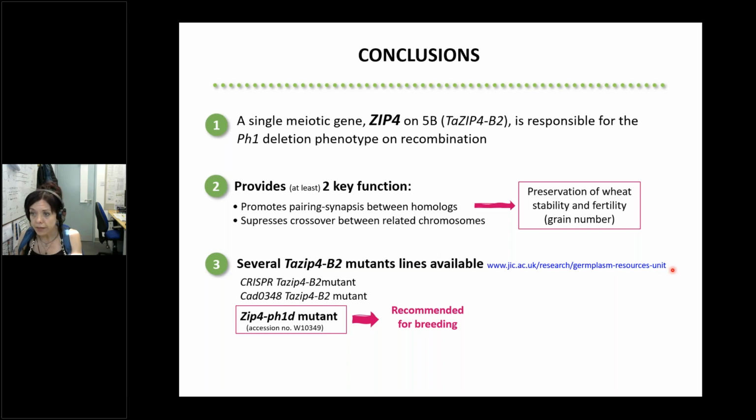These lines are available at the seed stores at GIC for anybody who wants to use them. And definitely, we recommend the use of the ZIP4 Ph1 mutant in wheat breeding strategies, since, contrary to the other mutants, this line is perfectly stable and doesn't present any fertility problems.